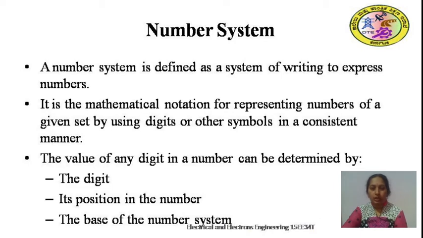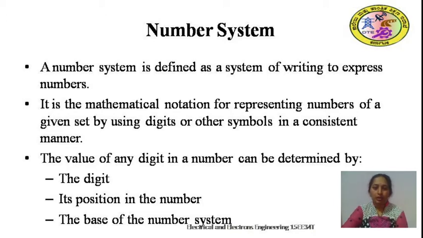What is a number system? A number system is a system of writing to express numbers. It can also be defined as a mathematical notation for representing numbers using a given set of digits or symbols in a consistent manner.